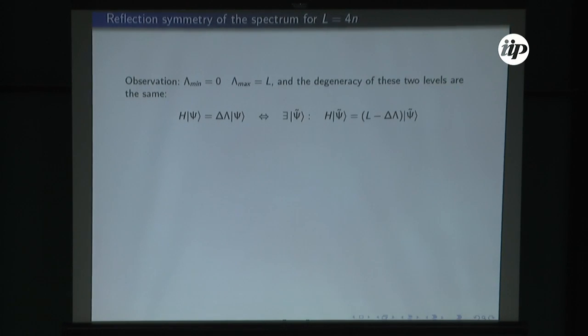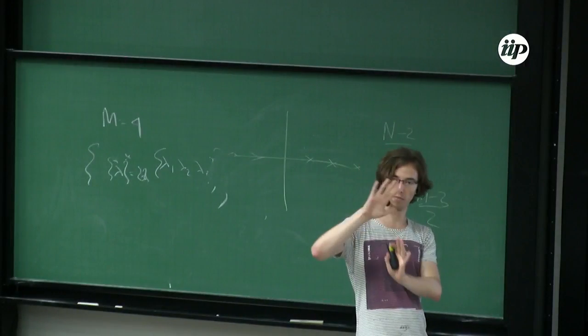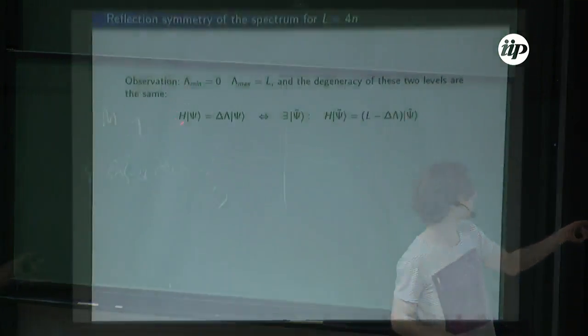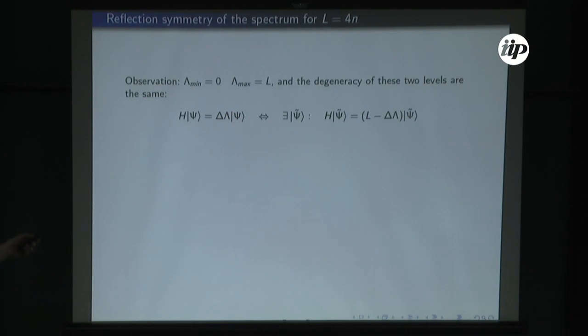So there is one more symmetry we discovered. Technically it's not a symmetry, it's a reflection symmetry of the spectrum. So what we observe is that the spectrum is reflection symmetric. If you take the spectrum and turn it around, you get back the same spectrum. So for every state with a given energy, let's suppose that the minimal energy is 0 and the maximal energy is L. This is actually the case for L equals 4n.